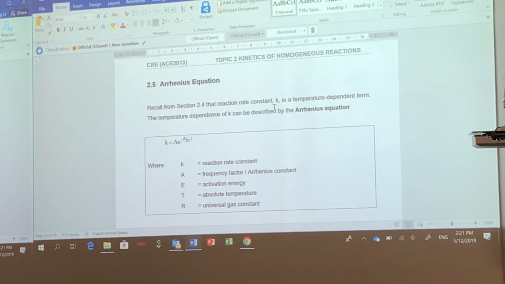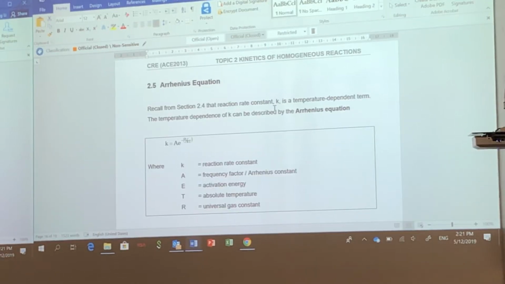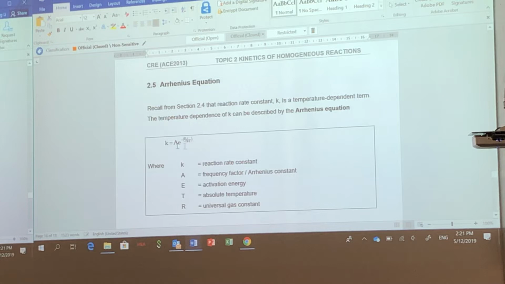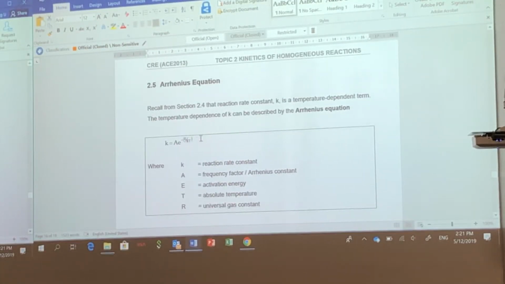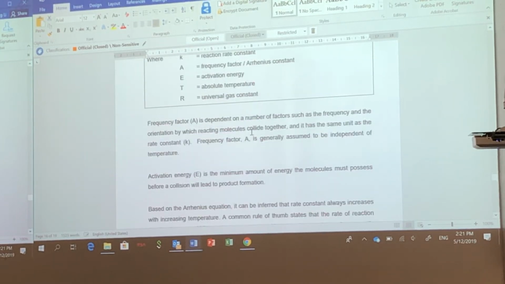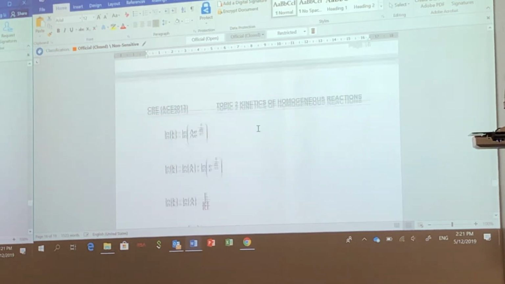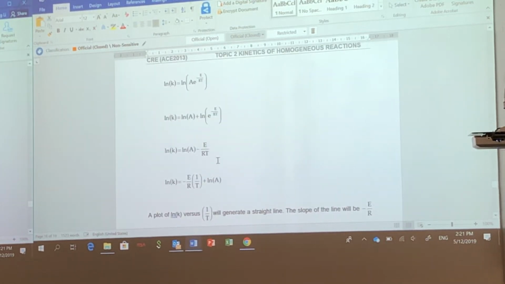Remember, this is the first case. If you have two temperature values, follow this way. Very easy. You compare, A will be cancelled. Then you can find E over R very easily. The other way is you take ln directly here, like this. But usually this one is more convenient for you all to plot a graph.